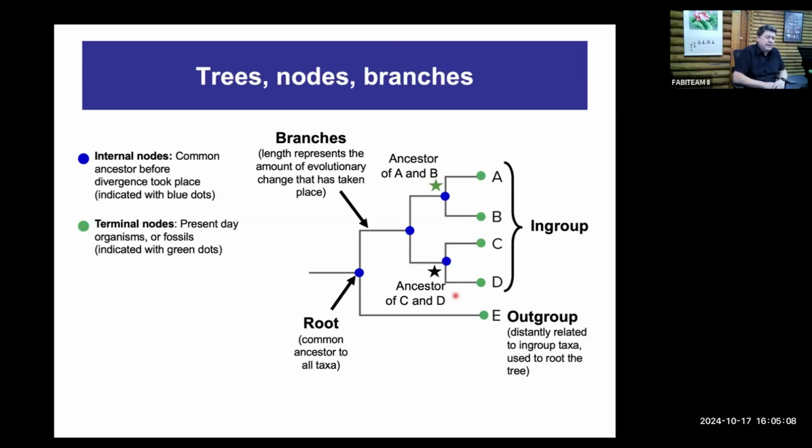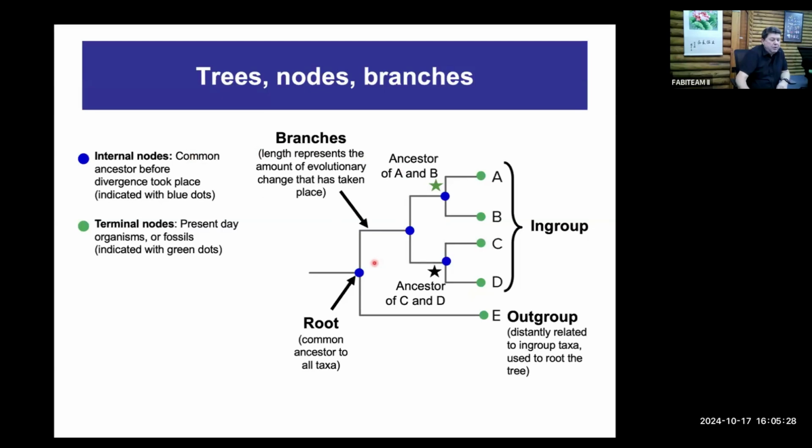So it is important to understand what nodes and terminal nodes are, and branches, and in-groups and out-groups, and what the root is. Here is a phylogenetic tree. It's a very simple one, just to explain these terms, the words that we use.